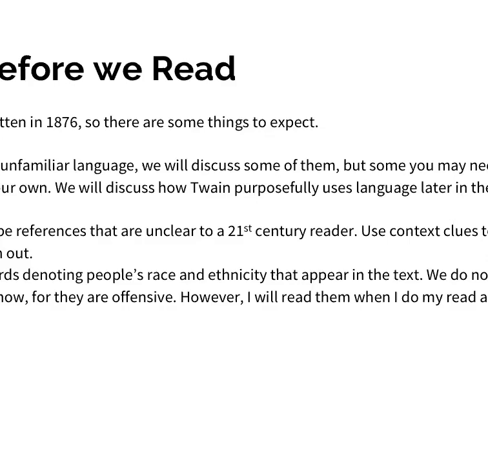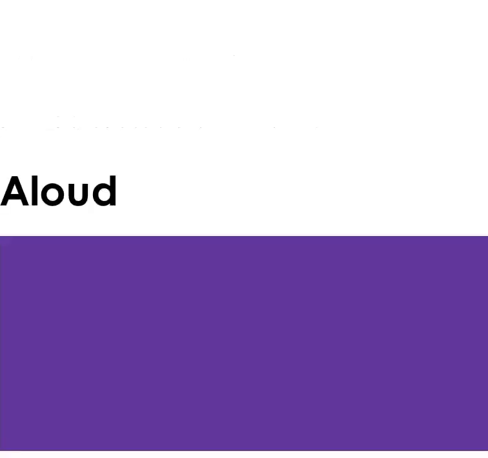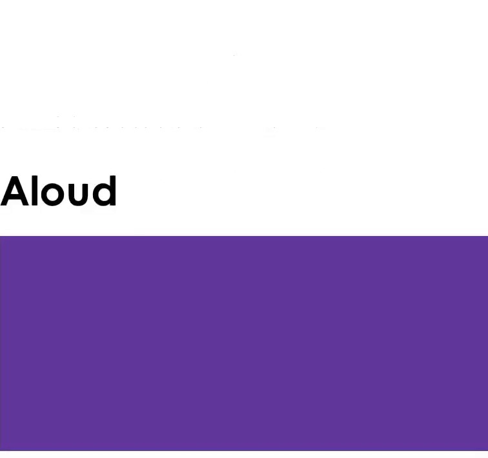There may be references that are unclear to a 21st century reader, so use context clues to sort some of the words or phrases out. There are also some words denoting people's race and ethnicity that appear in the text. We do not use these words now, for they are offensive. However, I will read them when I do my read aloud, so prepare yourself for that. Now, we will do the read aloud, and then we will talk about the text-dependent questions.